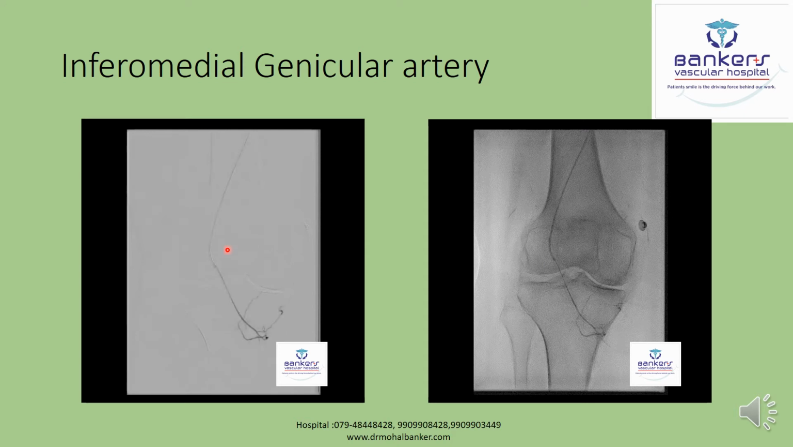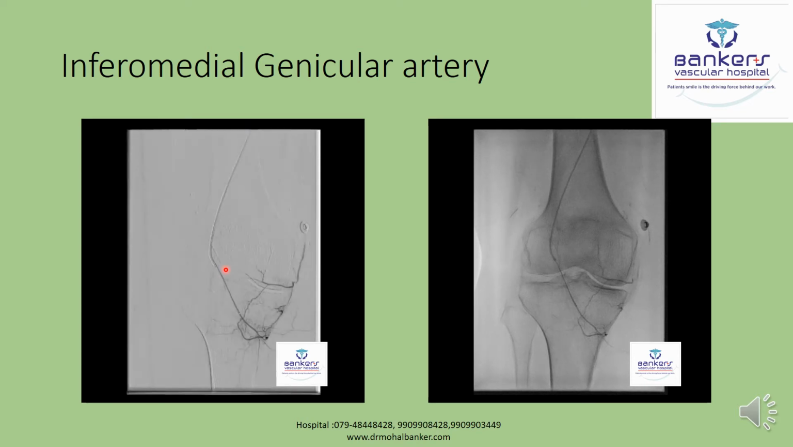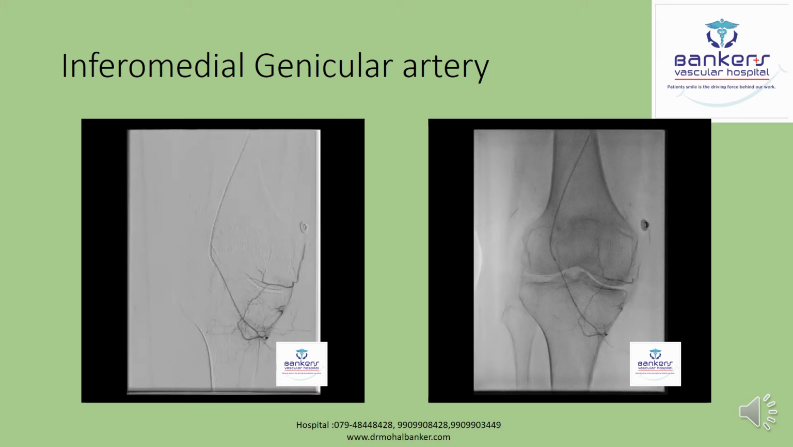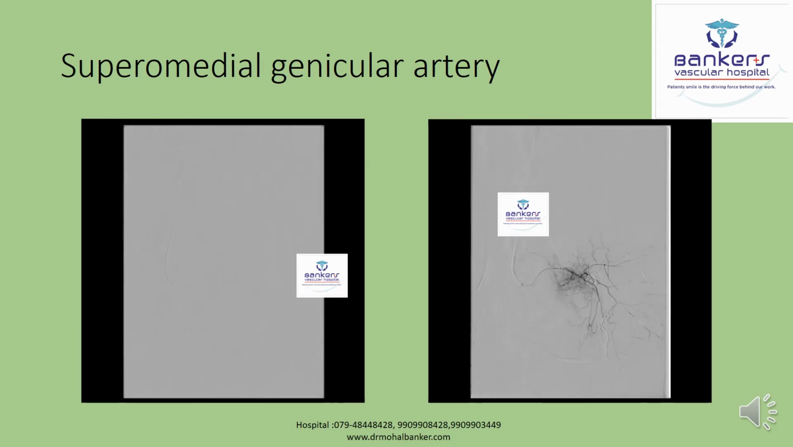The second genicular artery which I have seen is the inframedial genicular artery, which is typically a J-shaped artery. It supplies the lower part of the knee joint medially, but its blood supply doesn't reach the pain producing site over here. So this inframedial genicular artery is not the culprit artery producing the cytokines at the site of pain.